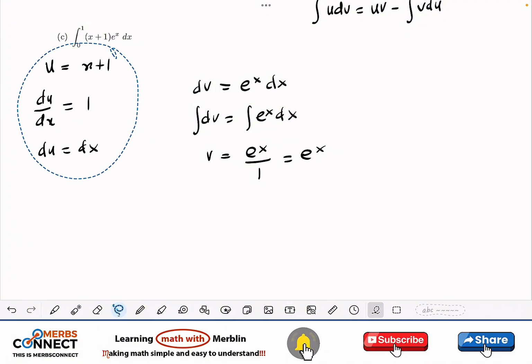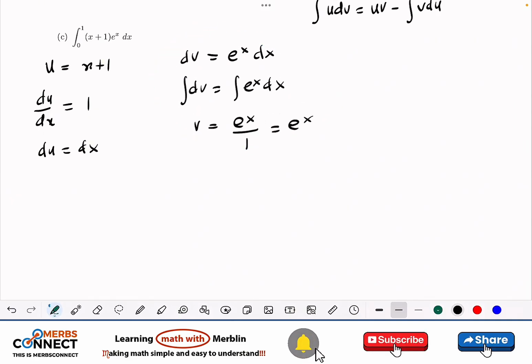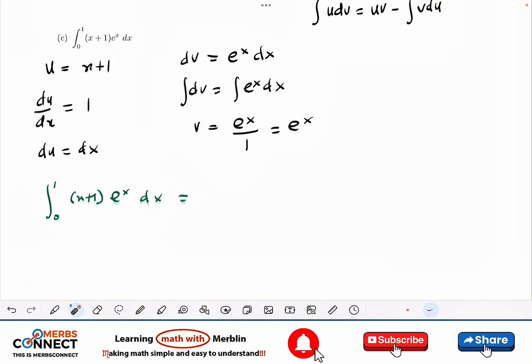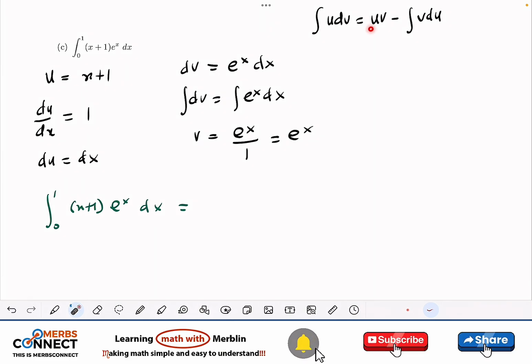So all I need to do is let's now fix in the integration. Integration from 0 to 1, x plus 1, e to the power x dx. Now this is equal to, so remember the first two that we did was indefinite. Now we are dealing with definite. So look at how we are going to do it. So the same thing, u v minus v du.